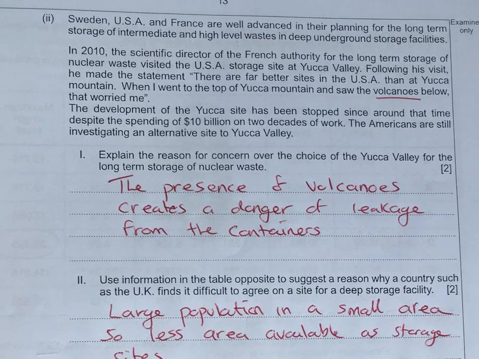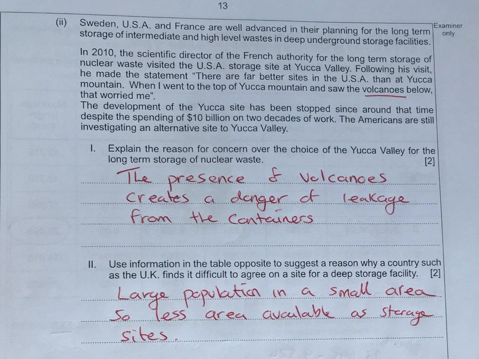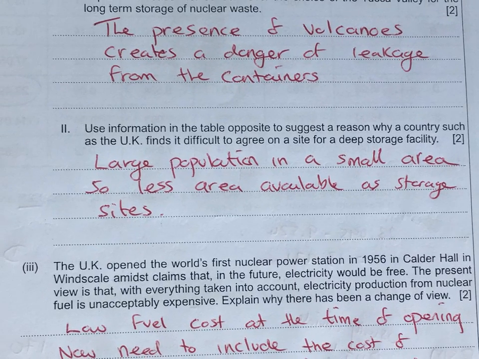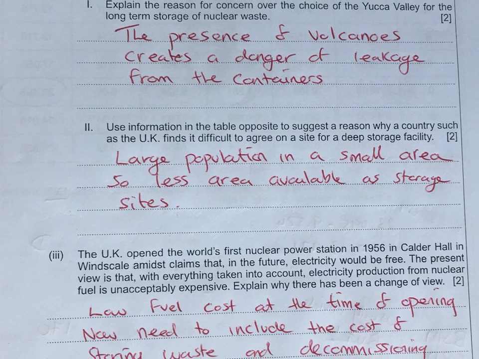So a bit of a numeracy question there. And then a bit more information, and I'm expecting you to read this information, obviously, and not just copy these answers in, because a lot of this is from there and you don't have to memorize. So the presence of volcanoes creates a danger for leakage from the containers. That's one of the reasons for that long-term storage waste there. And then you're going to use the table to recognize that large populations in a small area for the UK, therefore less area available for storage sites. Okay, that's the 2 marks there.